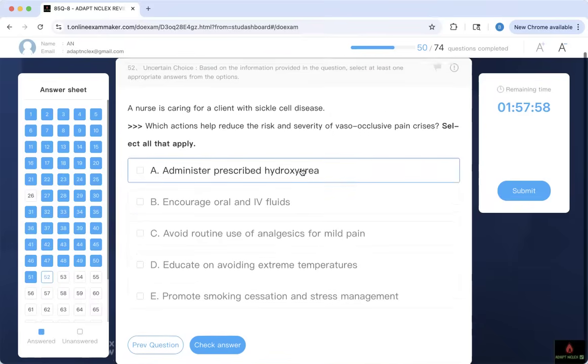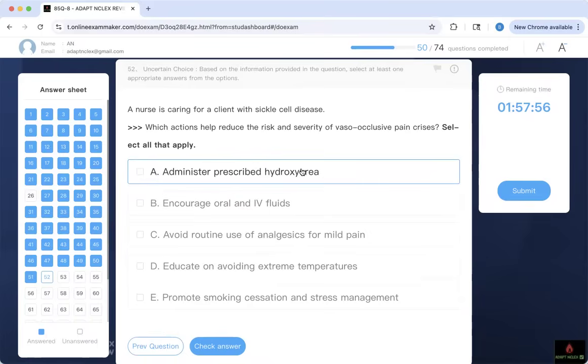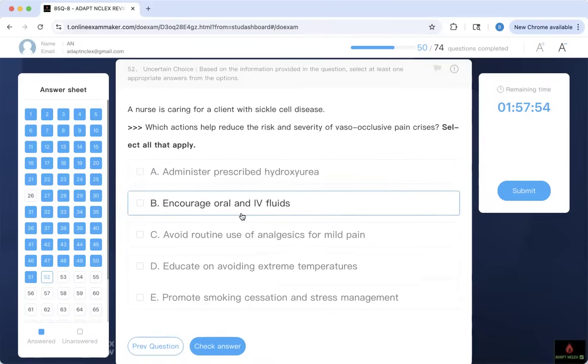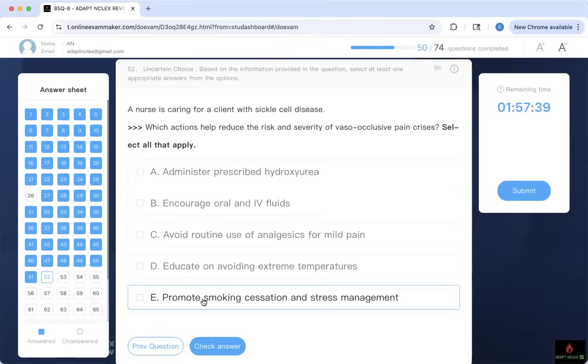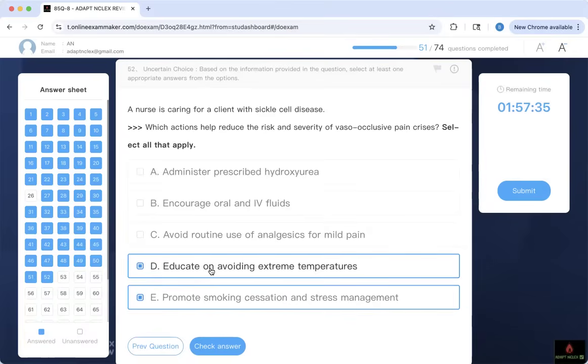Hydroxyurea, is that what we use for? Think about it. Encourage oral and IV fluid. Avoid routine use of what? Analgesic for pain. Educate on avoiding extreme temperatures. Promote smoking cessation and stress management. What do you think? Stress management. Extreme temperature.